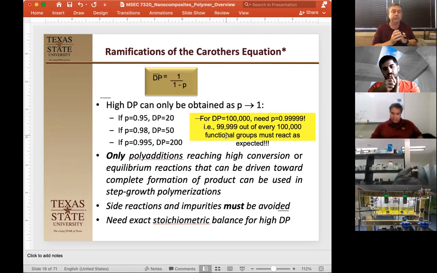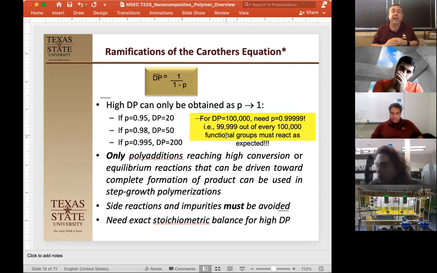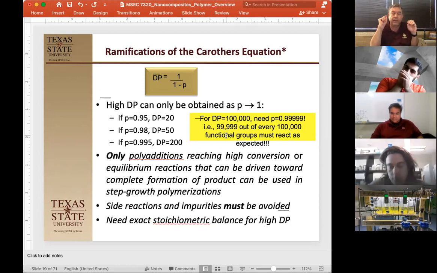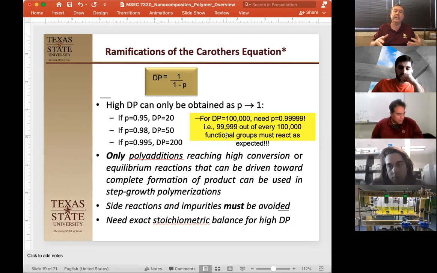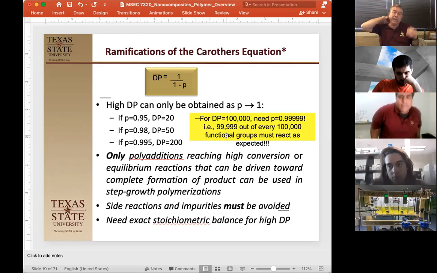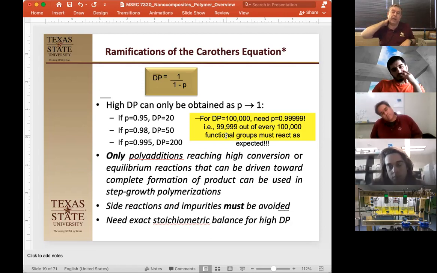Okay. Now, because of this purity requirement of 99.9999% of these reacting, only typically polyadditions have these high conversion rates. And that's everything from having just a minuscule amount of a defect in one of the systems, or any side reaction or any impurity will keep that DP from being high. So you need that exact perfect stoichiometric balance for that high DP, that high degree of polymerization.